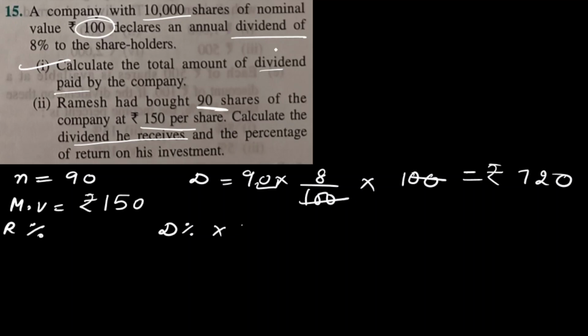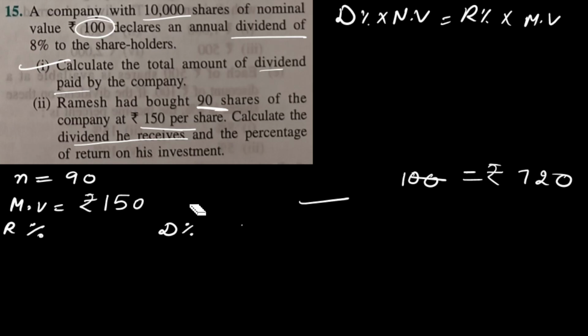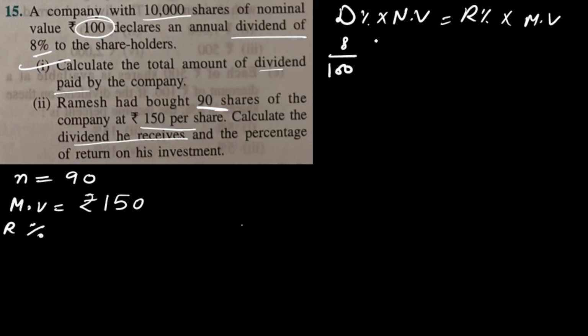Okay, so we have more space now. So the formula is dividend percent into nominal value is equals to return percent into market value. So all the things we just have to substitute directly in the question like this. We have done so many questions till now. So dividend percent, dividend for this one is 8. So 8 by 100, nominal value of this company is 100.